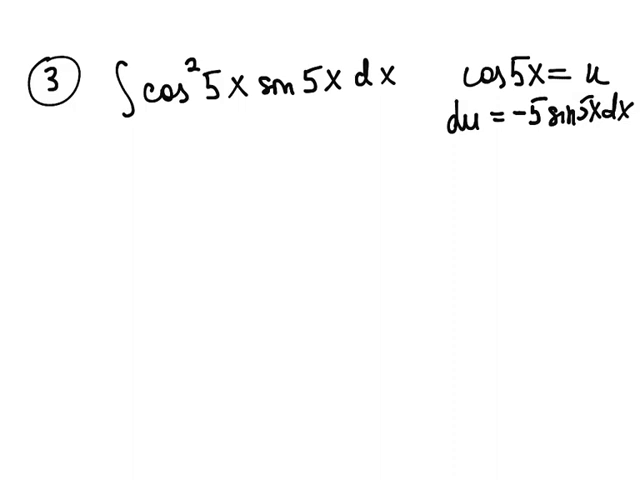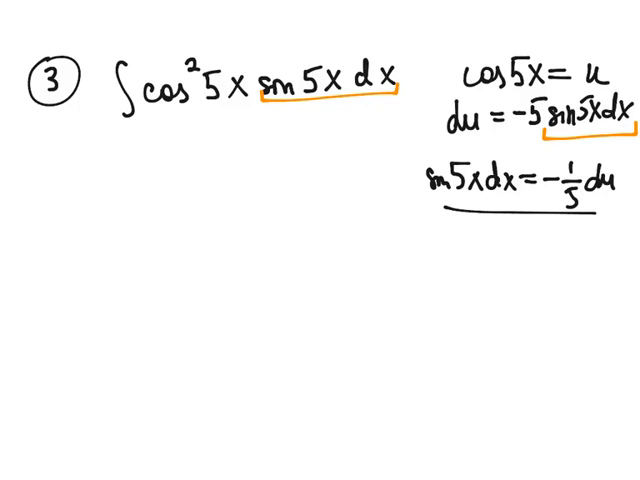Now if you compare this part right here to this, you notice you have exactly the same thing, so you can express sine of 5x dx, I'm sorry, looks a little messy, as negative 1/5 du. Okay, now I'm ready to write my new integral in terms of u. Now cosine 5x is u.